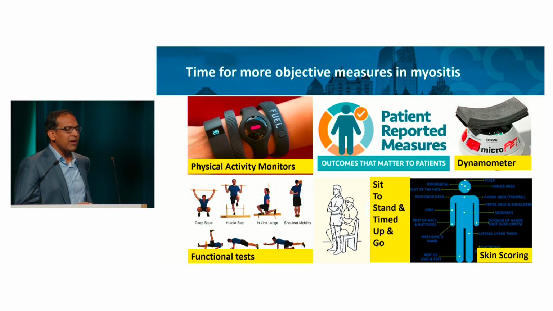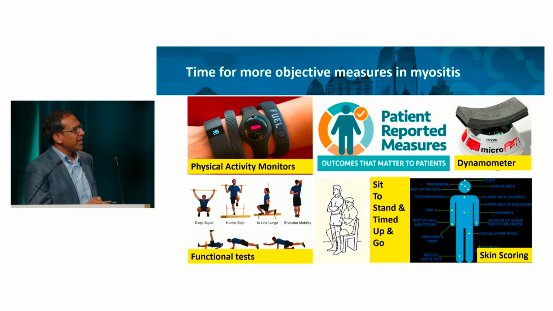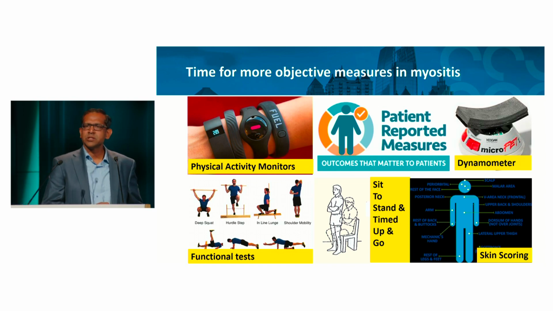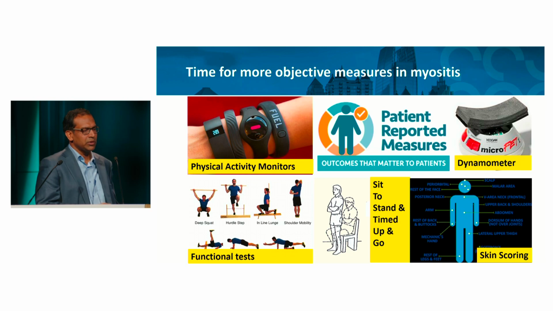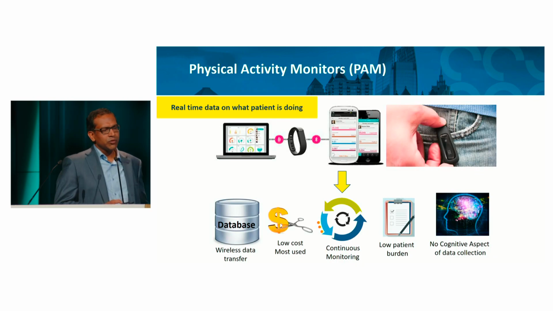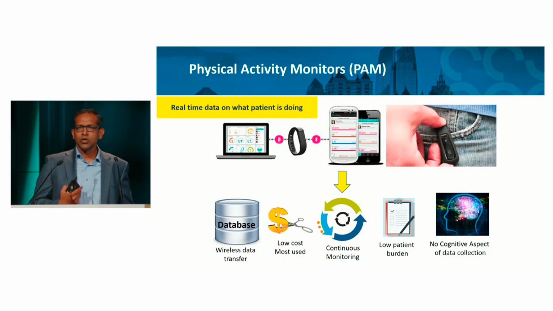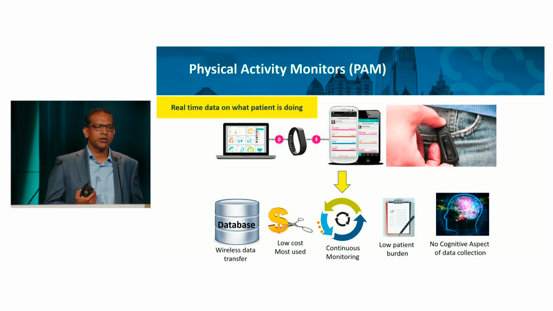So we have been studying different objective measures. Some of them are physical activity monitors, looking into PROs, handheld dynamometry, functional tests like timed up and go and sit to stand, as well as objective skin assessment. I'll just present the data on a few of them that we have looked into in the last few years. So first of all, physical activity monitors. To me, the idea of a physical activity monitor is great.